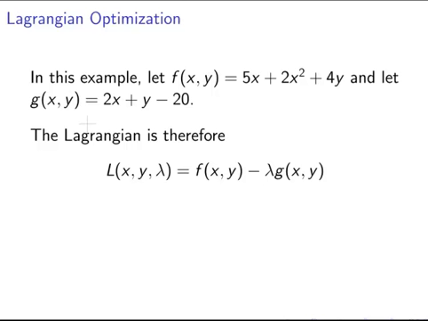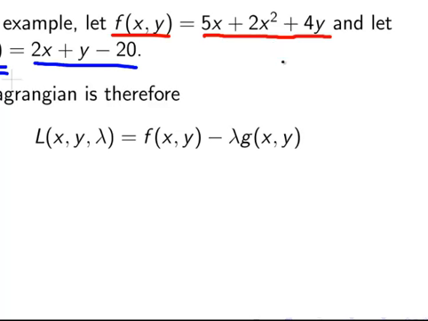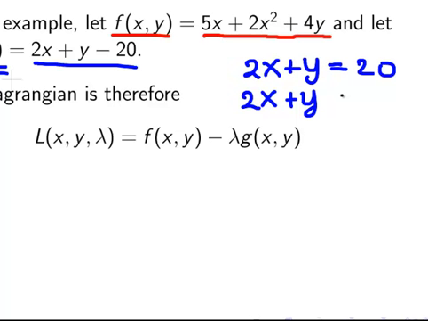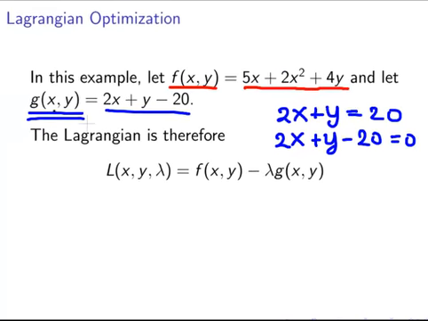First off, let the function f of x, y equal 5x plus 2x squared plus 4y. And this expression here, g of x and y, the constraint was 2x plus y equals 20. What I'm doing here is re-expressing that as 2x plus y minus 20 equal to 0. We just need it in that form for constructing this expression.